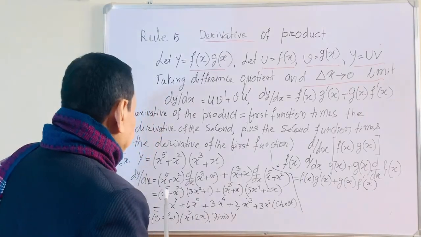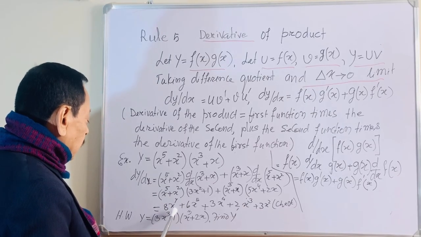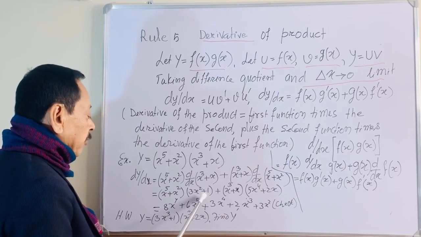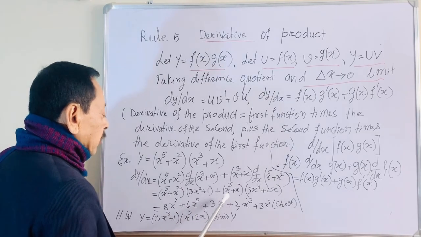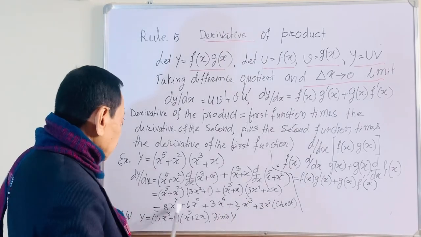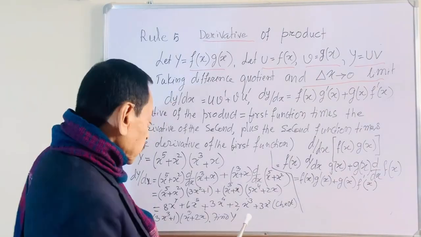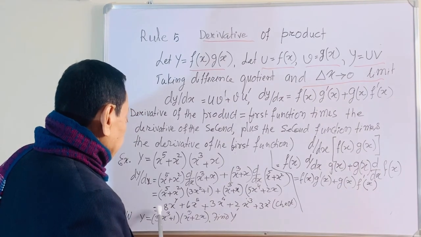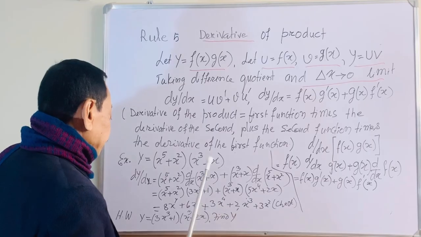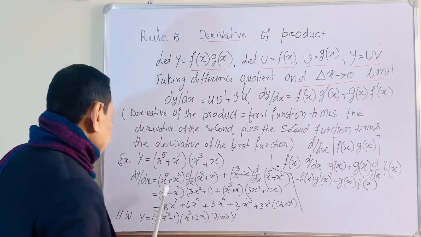If we simplify, then it is 8x to the power 7 plus 6x to the power 5 plus 3x to the power 4 plus 2x cubed plus 3x squared. So you can check the calculations. There may be some mistake also, doesn't matter. Just multiply and add. So this will be the dy by dx.